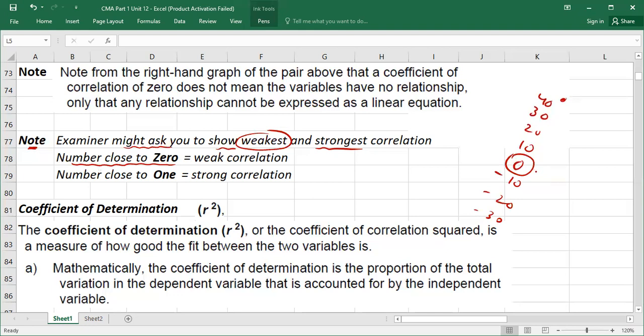Any value which is close to zero means it has weak correlation. And any value which is close to one means it has a strong correlation. I'm not saying whether it is inverse or direct. I'm saying, in simple words, is it weak correlation or strong? So if the value is close to zero, it is weak correlation. If the value is close to one, it is strong correlation. Let me give you a couple of examples.